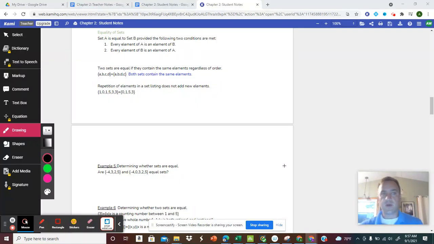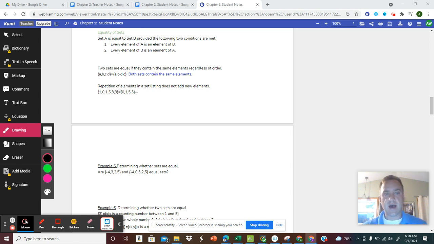So just a quick reminder here on the equality of sets. Set A is equal to set B, provided the two conditions are met. First, every element of A is an element of B, and there can be repeated elements, and vice versa. Every element of B is an element of A. So two sets are equal if they contain the same elements, regardless of order.